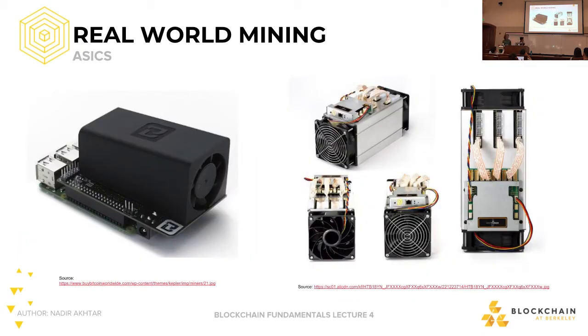And this is what an ASIC looks like. The ASIC is the fastest piece of hardware we have out there right now. Both of these are made by Bitmain, the company I mentioned before in China that creates 70% of all the ASICs in the world. And on the right, we have the Antminer S9, and that's the fastest we have.